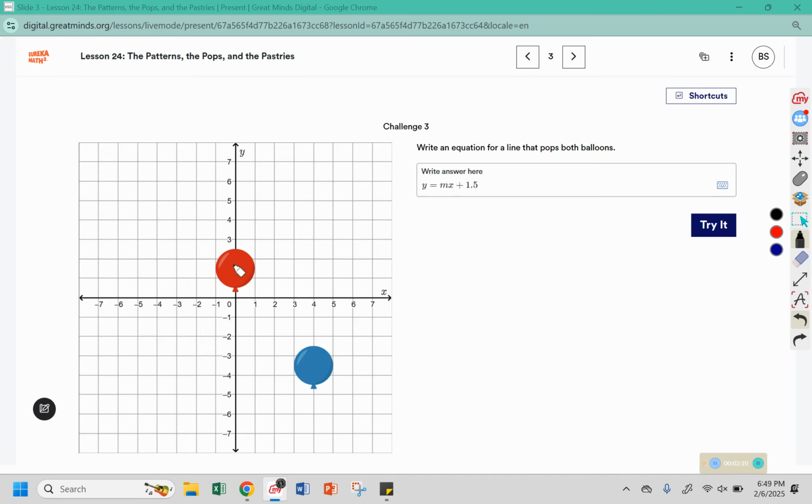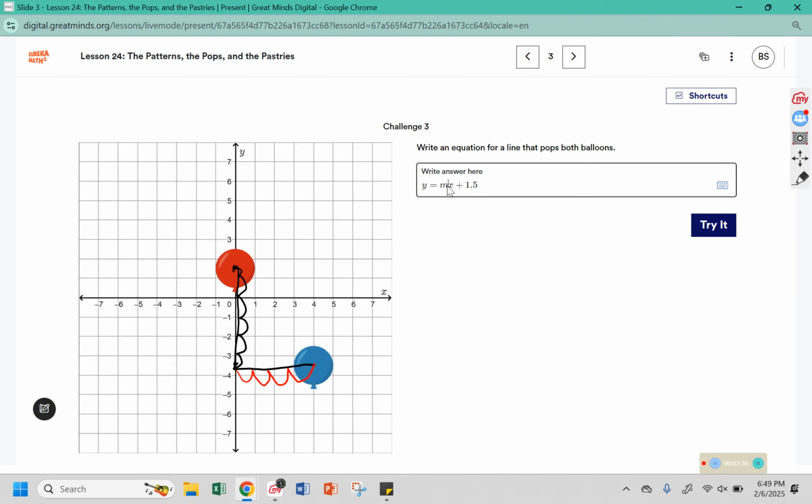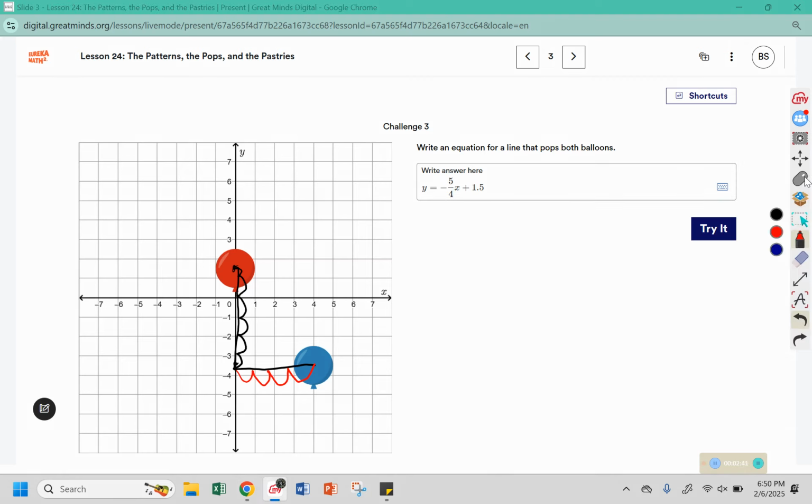I'm also going to go down and over. So from 1.5 to -3.5, that'd be 1/2, 1.5, 2.5, 3.5, 4.5, 5, and then over 1, 2, 3, 4. So down 5 and over 4, which should be a slope of -5/4. Or you could use a decimal if you prefer. And then we will click try it.